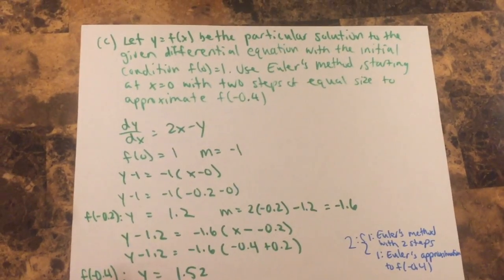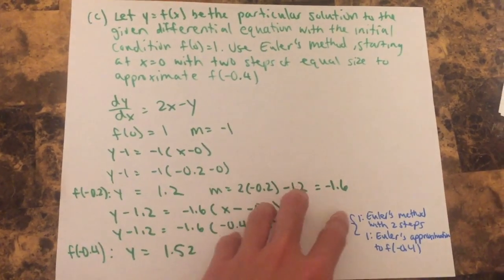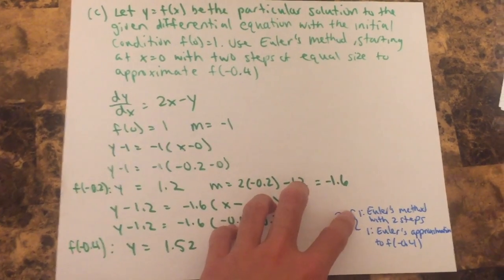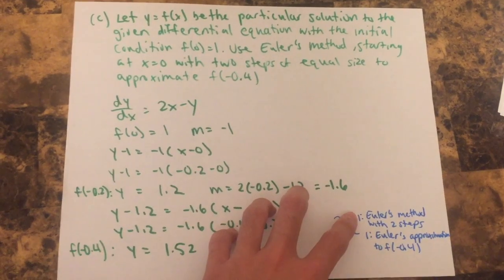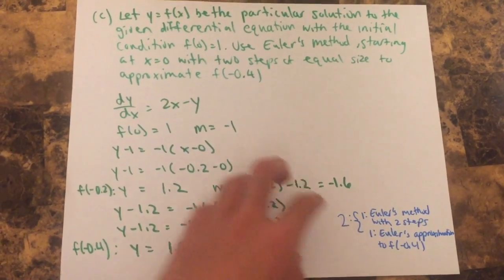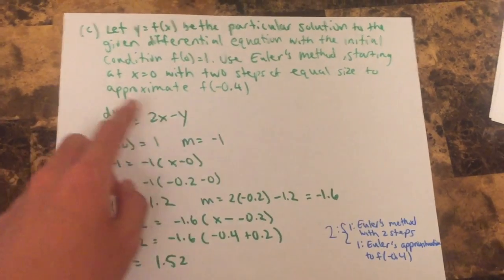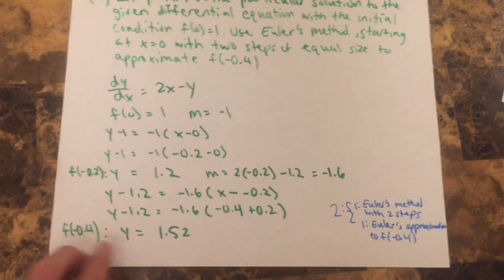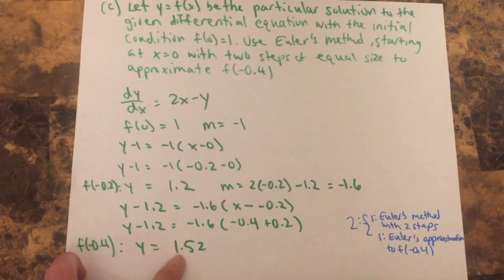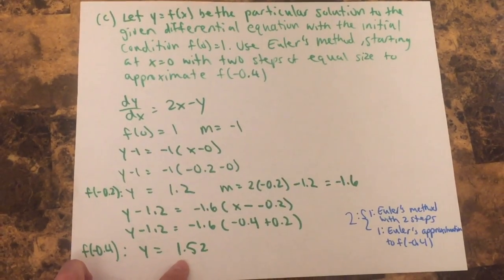So you can get 2 points for this part. The first point comes from accurately having the Euler's method with the 2 steps, so showing these steps. And then the second point is the correct approximation for f of negative 0.4, which is 1.52.